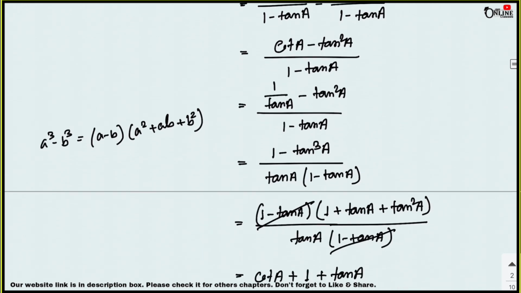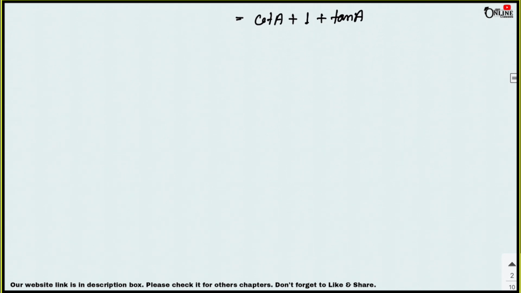Okay, now the next one. Sum number 6. In sum number 6 here, cos A by 1 plus sin A, plus tan A, and this one equals sec A, the right hand side equals sec A.